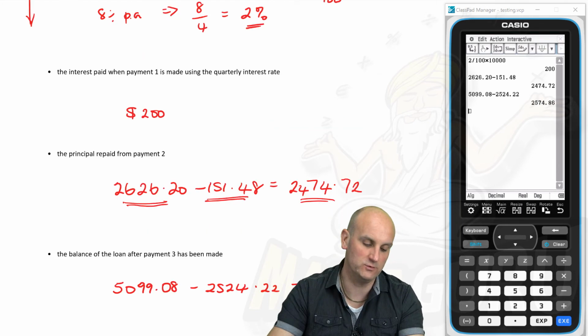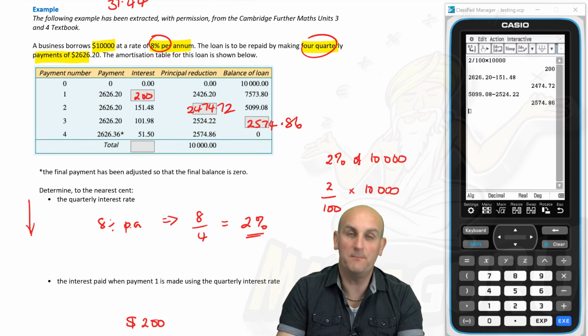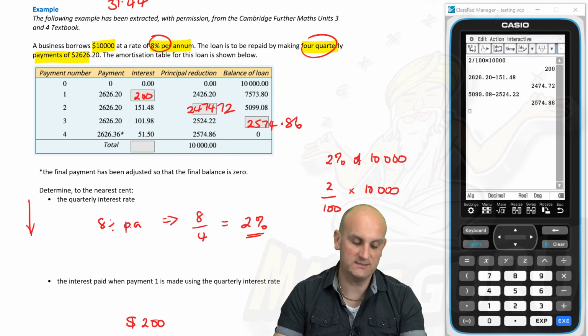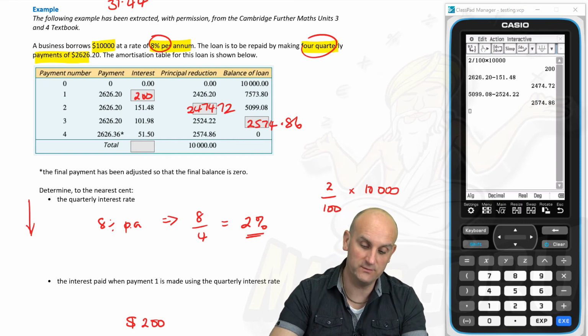The total cost of repaying the loan. This is the one I told you about. The total cost of repaying the loan. Do you remember how you can do this? You can either add up all the interest, or we can add up all of the payments. Now what I'm going to do is I'm going to do both to prove. Let's rub this out. So the first thing is, let's add up all the payments.